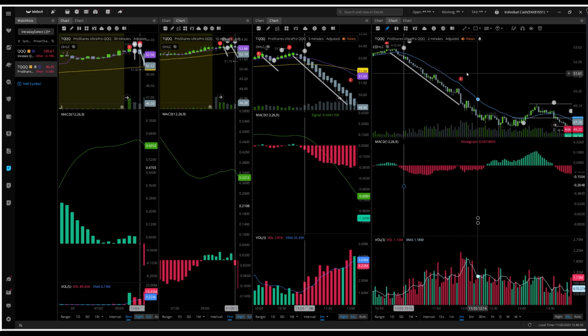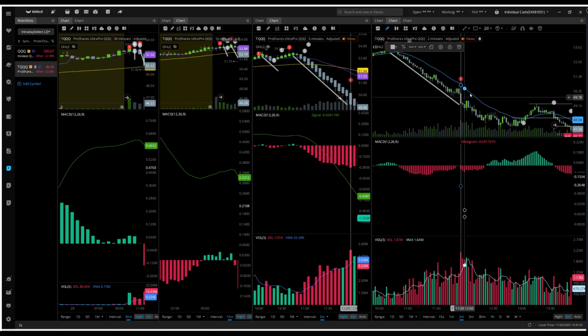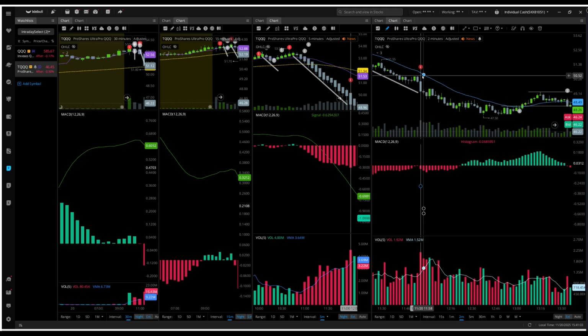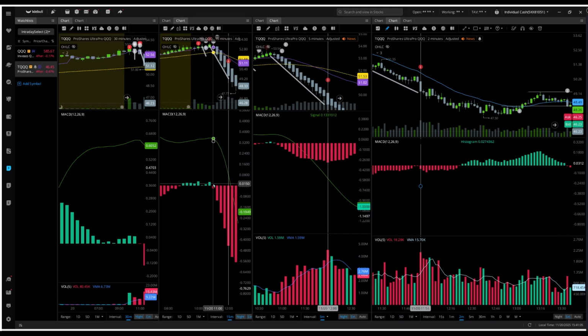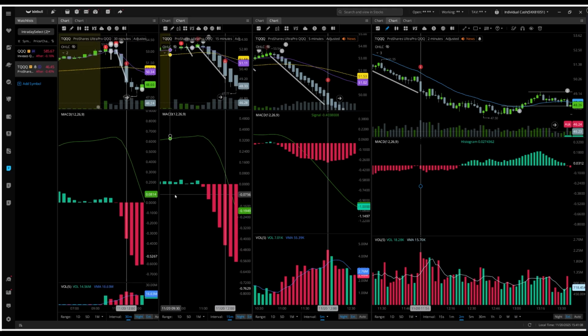So the next time that the strategy came into effect was right here. This is the third time that the strategy came into effect today. We are selling off on the higher time frames. We're aligned right here in the 5-minute. We have alignment. What are we looking for then?